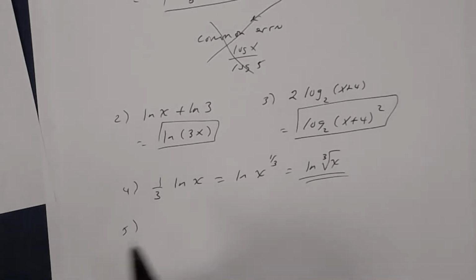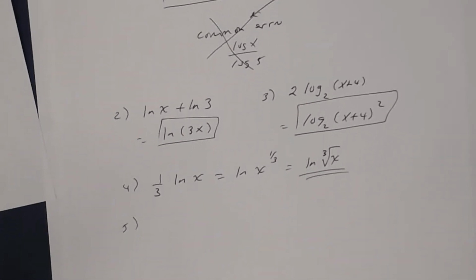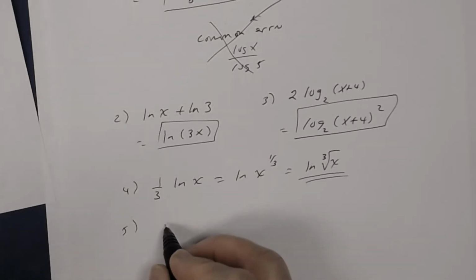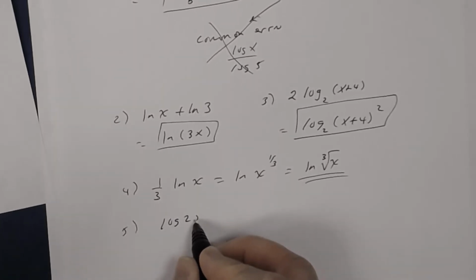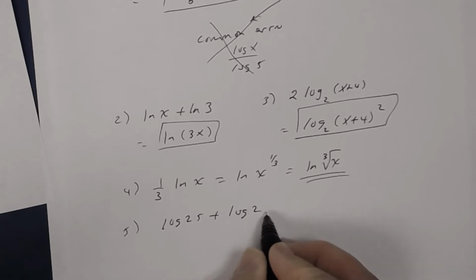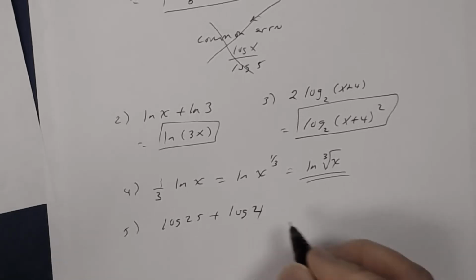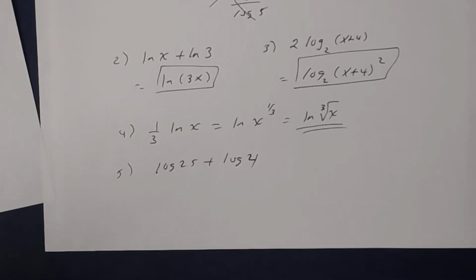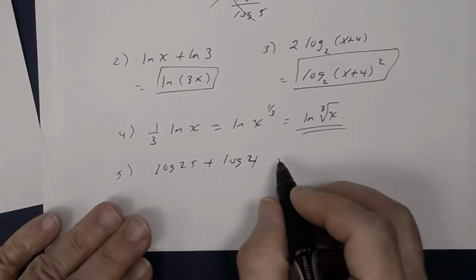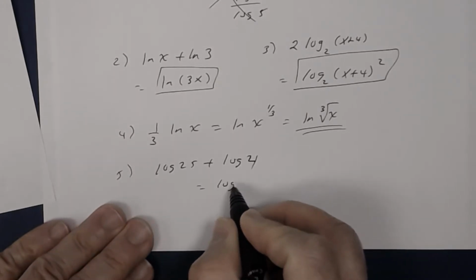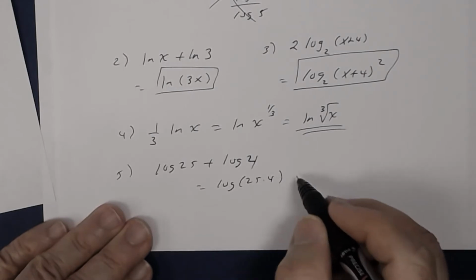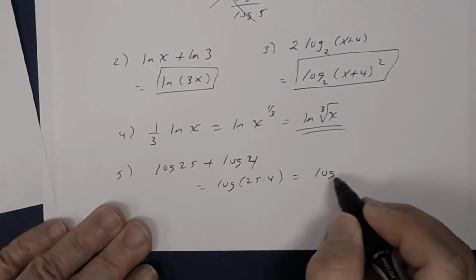Okay, number 5, let's suppose you had this. Log of 25 plus the log of 4. All right, let's think about that. Well, that's the sum of 2 logs, right? So I can write it as a product. Okay, so I get the log of 25 times 4. But what is 25 times 4? Oh, that's 100, right? So log of 100.